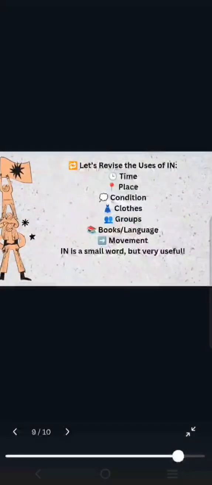So, small but so powerful, isn't it? Let's revise the uses of "in": time, place, condition, clothes, group, books, movement. "In" is a small word but very useful.